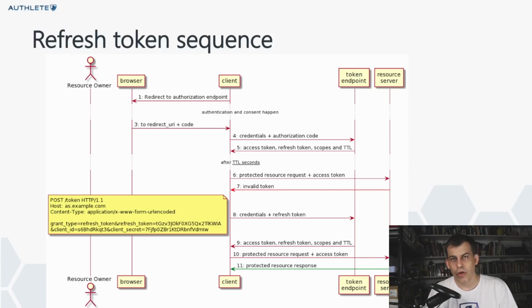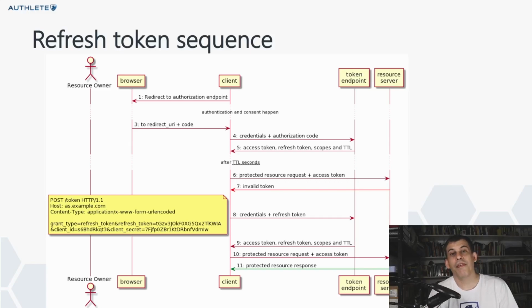If the client has a credential, it's also going to send the credential. The token endpoint will return a new access token, optionally a refresh token, and the new list of scopes, which might match or not, and a new TTL.